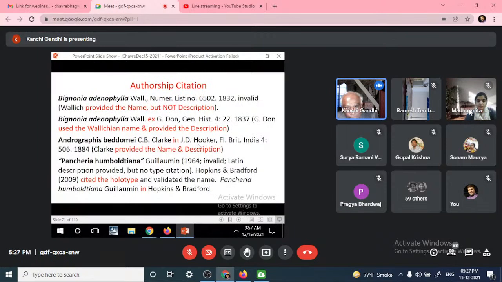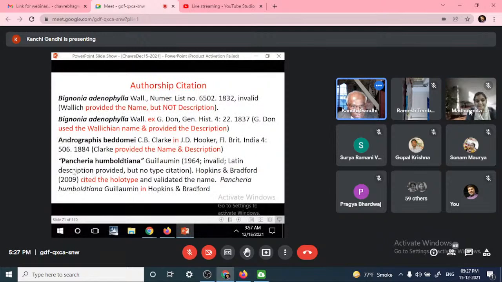Only when you are providing the complete bibliography, then you say in J.D. Hooker Flora Petition. Whereas in the second case, the previous case, Wallich did not provide a description. So, if you want to cite full authorship, Wallich ex is important. Or if you don't like, omit Wallich ex, merely cite G. Don. Here is an interesting case.